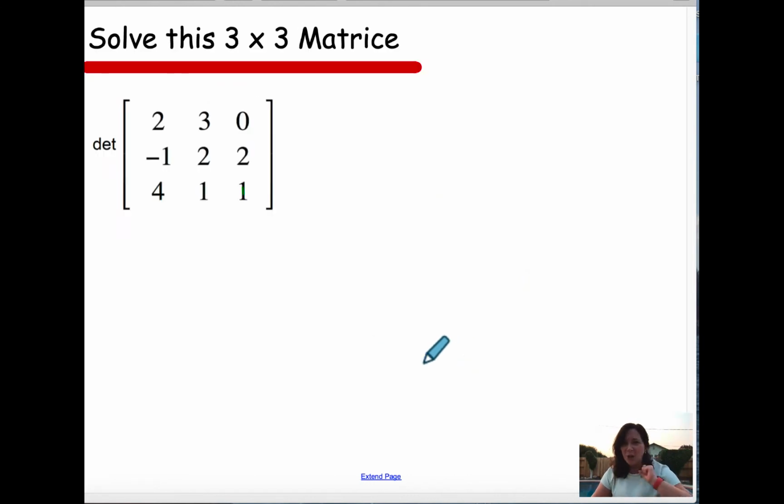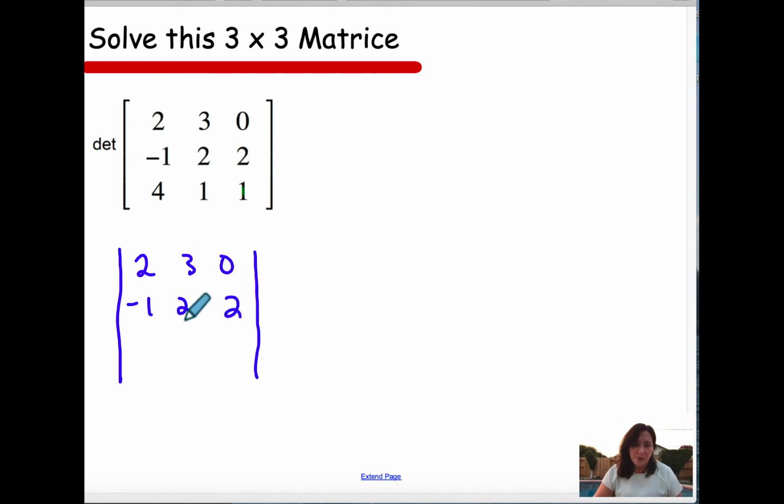So here we go. We're going to start off with this determinant, and I'm actually going to rewrite it like this, just because I like it better. So negative 1, 2, 2, and this is 4, 1, 1. Okay, so this is a determinant, a 3x3 determinant that we're going to solve. Okay, so here we go.